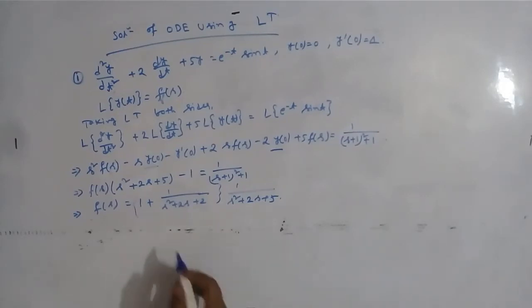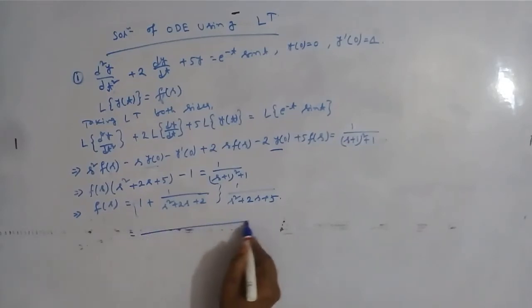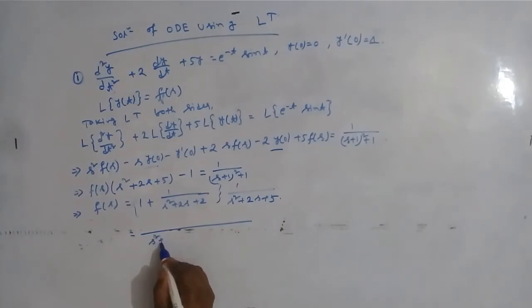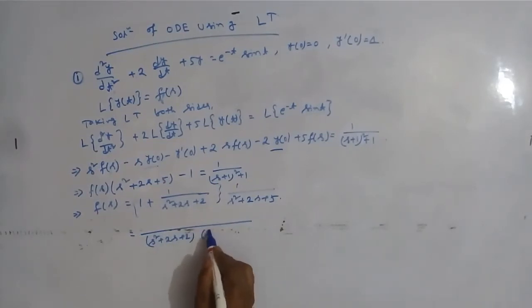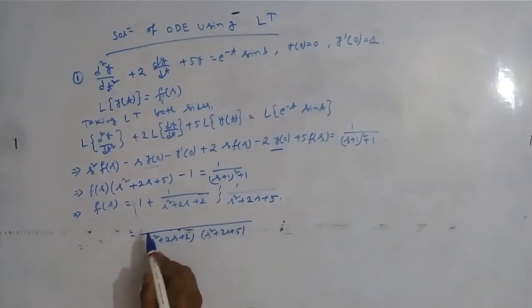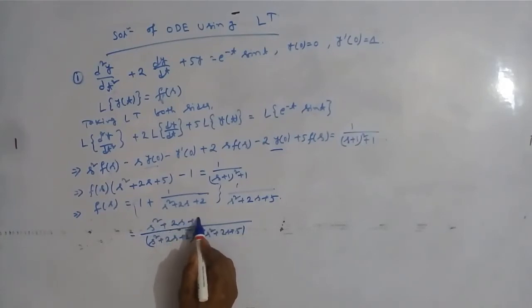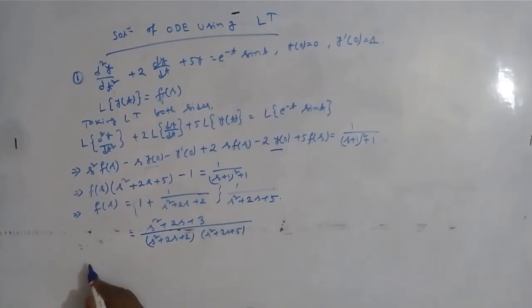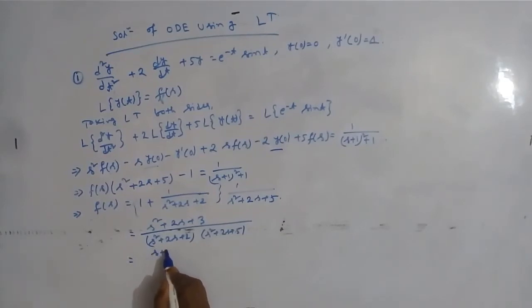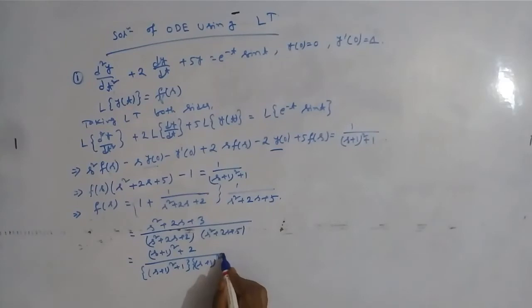Now I am taking the LCM, and this will be s square plus 2s plus 2 into s square plus 2s plus 5, and the numerator will be s square plus 2s plus 2 plus 1, that will be 3. Now we can write this as (s plus 1) whole square plus 2 by, this can be written as (s plus 1) whole square plus 1 and (s plus 1) whole square plus 2 square, that is 4.